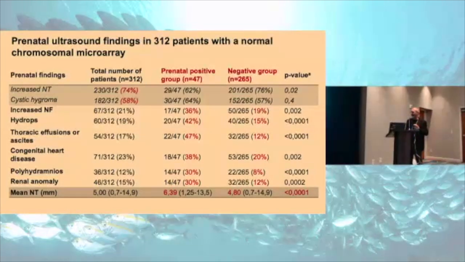Okay, so very much more common in the positive group than in the negative group. This included increased NT, hydrops, thoracic effusion, congenital defects including HCM, hypertrophic cardiomyopathy, and polyhydramnios abnormalities. One important thing that we observed is that the mean NT thickness was significantly higher, 6.4 millimeters in the positive group, compared to the negative group, 4.8 millimeters.